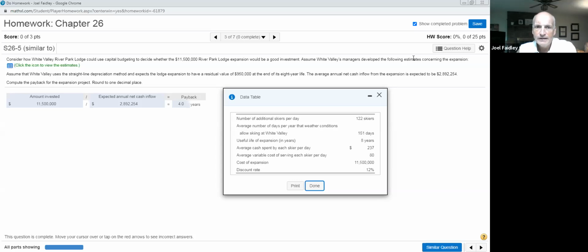Expected annual net cash flows, because what do they want? Well, there it is. The average annual net cash inflow from the expansion is expected to be 2.892254. So they give you a lot of information, but all you care about is what's the cash inflow annually. And this problem assumes it's the same cash flow every year. We're going to get to one, I think it's the very last exercise, but what if you have uneven cash flows? That's where it gets a little bit more tedious in trying to calculate it. But if I'm investing 11.5 million, there's my expected annual net cash inflow.